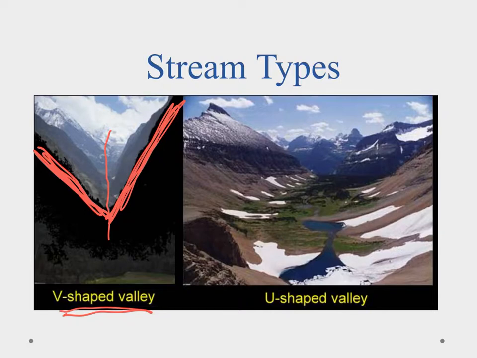As it gets closer to base level, we take away the gradient. It's going to move a little bit slower, and it's going to accumulate from the sides a little bit more, so its load's going to be a little bit larger. What we end up with is a U-shaped valley, which we see kind of here. So we can see that the age is going to make a difference. This V-shaped valley in time, given the ability to continue to flow, will eventually form into a U-shaped valley.